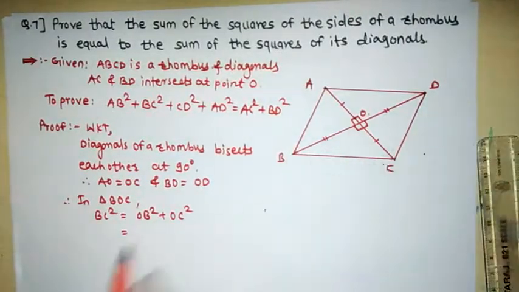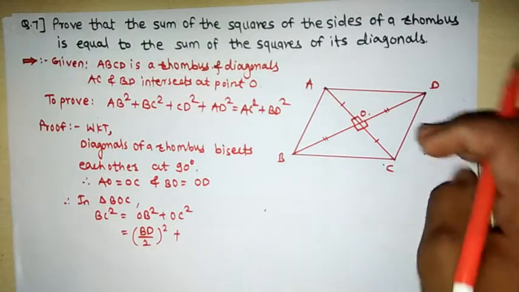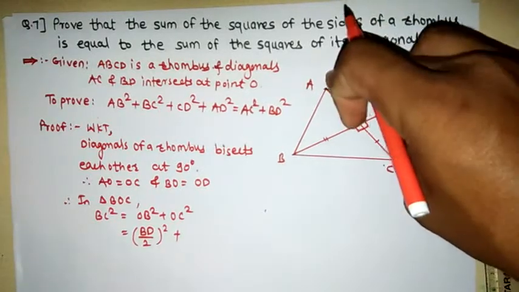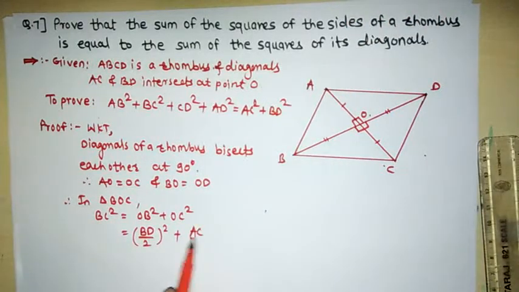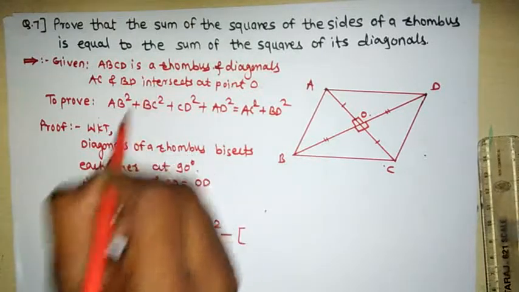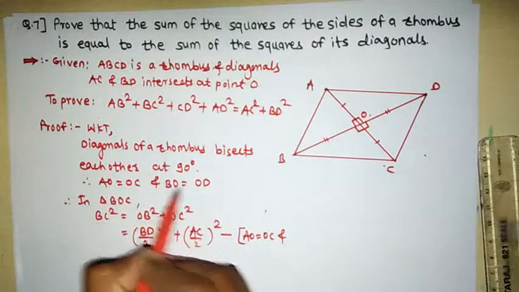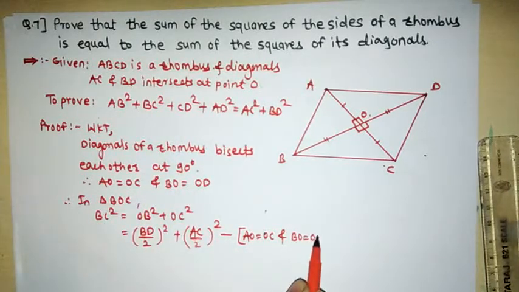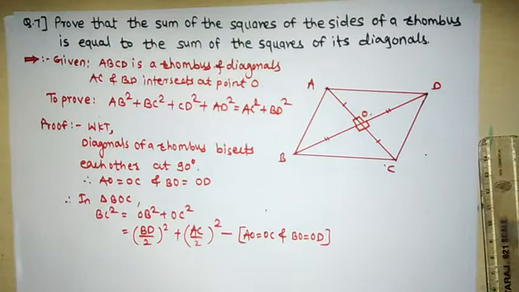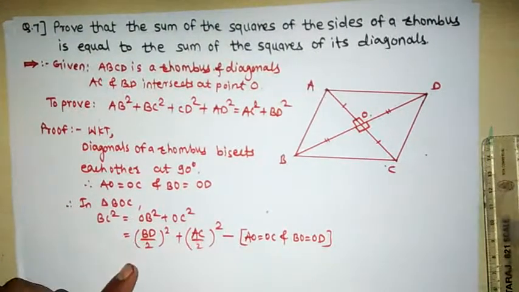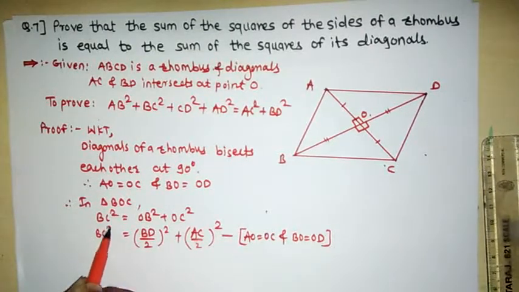Instead of OB I have to write BD by 2, bracket square, plus, instead of OC we have to write AC divided by 2, bracket square. What is the reason for this? Since AO is equal to OC and BO is equal to OD, due to this reason we got instead of OB, BD divided by 2, and OC is equal to AC divided by 2. BC square as it is.